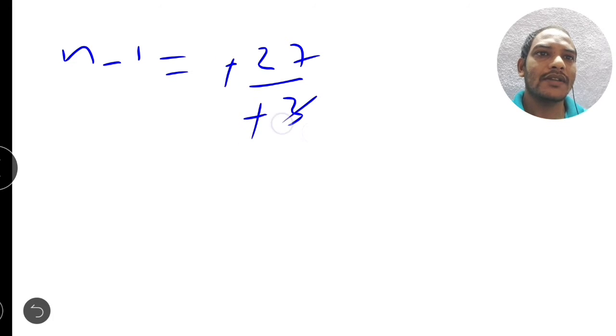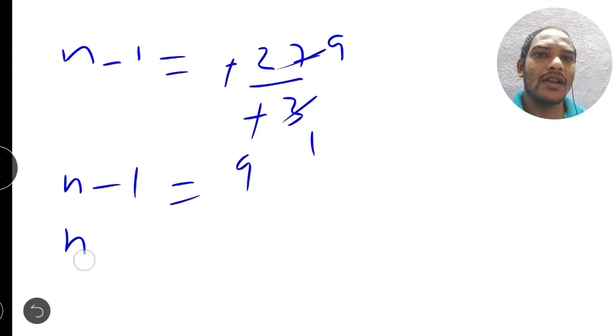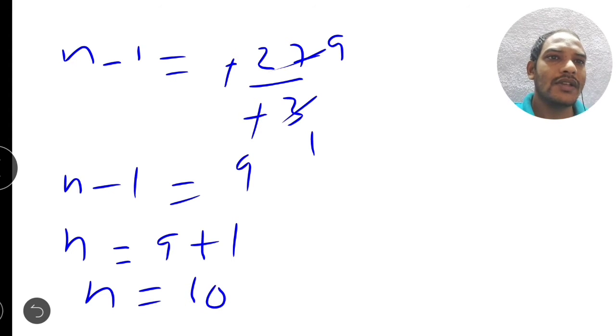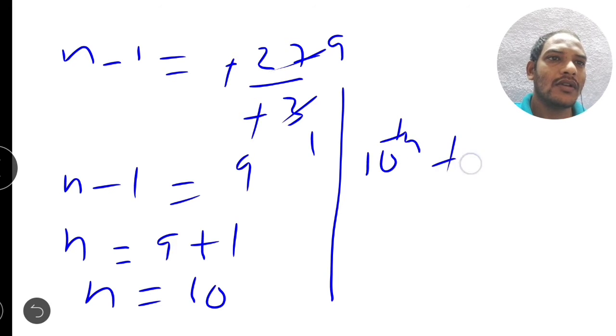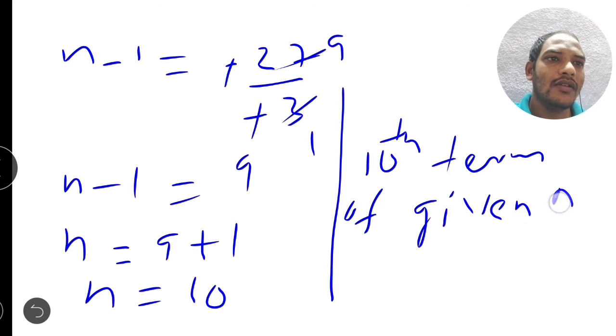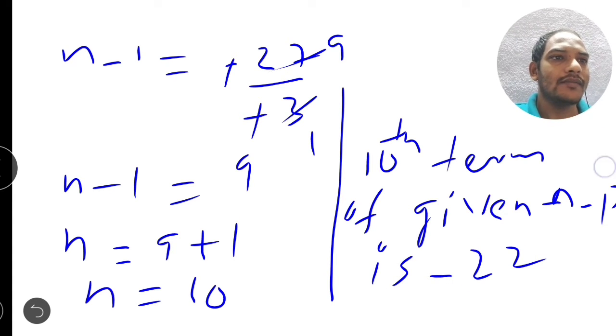So N minus 1 equals minus 27 divided by minus 3. So minus minus cancel, 3 ones are 3, 3 nines are 27. So N minus 1 equals 9. N equals 9 plus 1. N equals 10. Here the conclusion is very important. So therefore the 10th term of the given AP is minus 22. So the conclusion is very important.